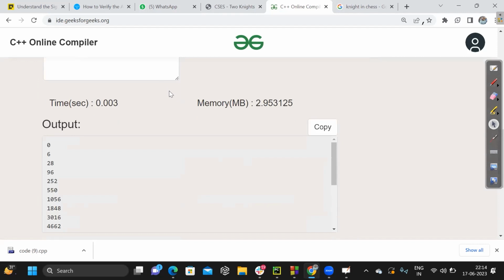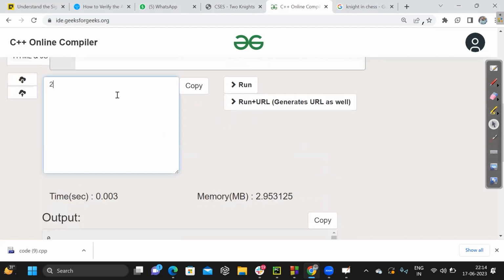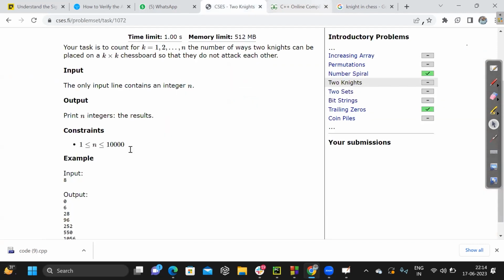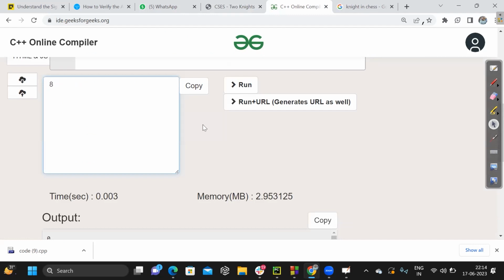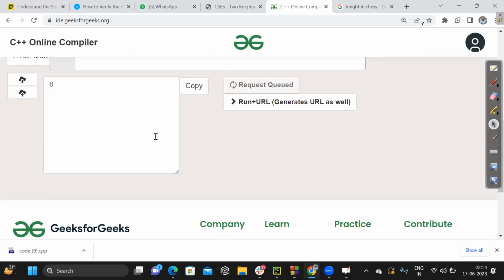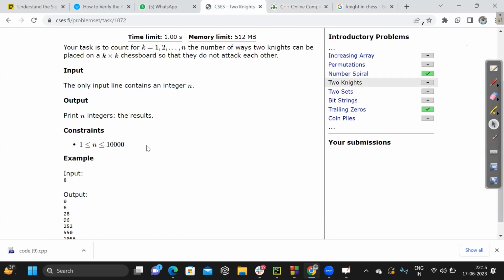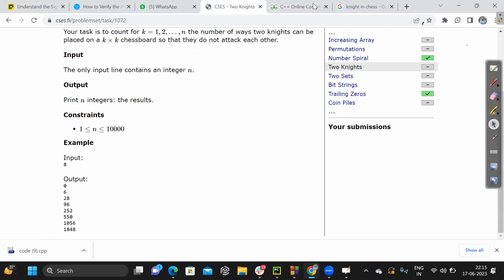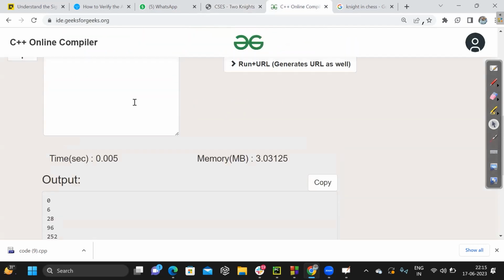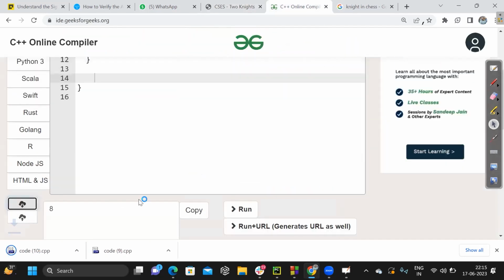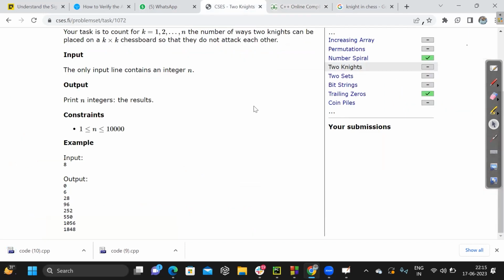Okay, sorry, the value shouldn't be 20, but let's test it with 8, whether the values are coming good or not. So 0, 6, 28, 96, 252, 550, 1056, 1848. Should it be the answer? Yeah, all are matching, right? Let us try submitting this.